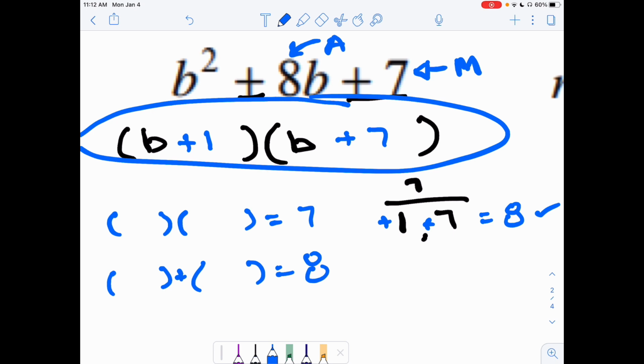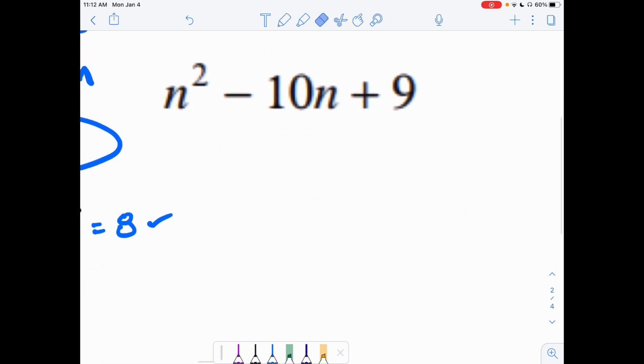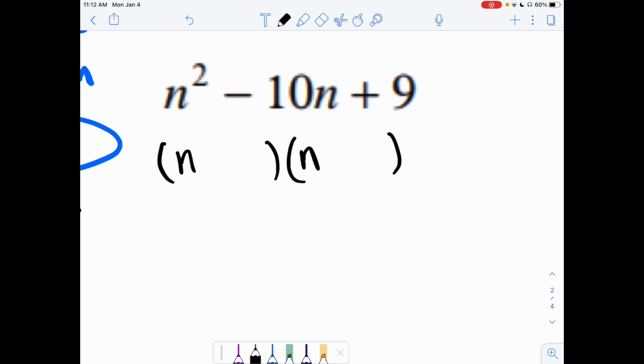Let's take a look at another one. Here we have n squared minus 10n plus 9. Once again, I'm going to set up my binomials. I know the n squared was created by multiplying n times n. This 9 was created through multiplication. The negative 10 was created through addition. So what I need is two numbers that multiply to be 9 and add to be negative 10.